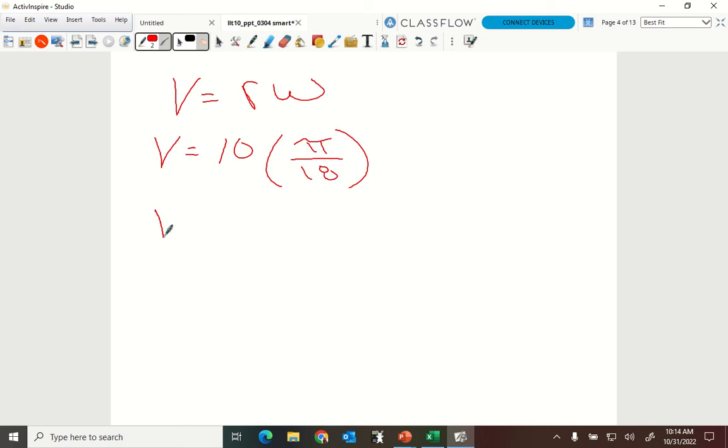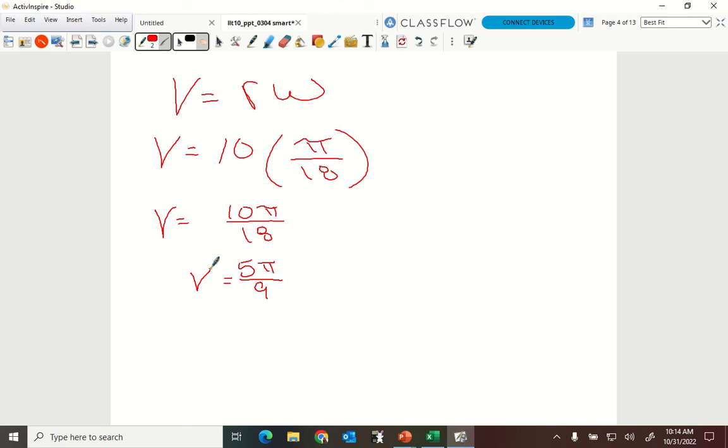So if I were to multiply this out, I get V equals 10 pi over 18. And I could reduce that fraction now by a factor of 2. What do I get if I divide 10 by 2? 5 pi over 9. Yes, 5 pi over 9. So that is my velocity.